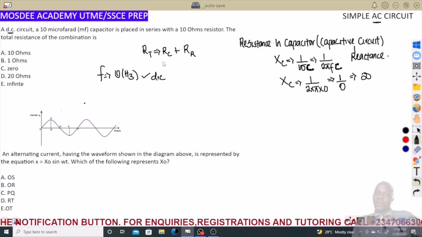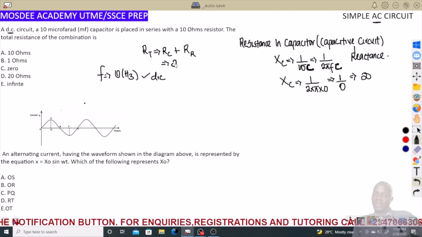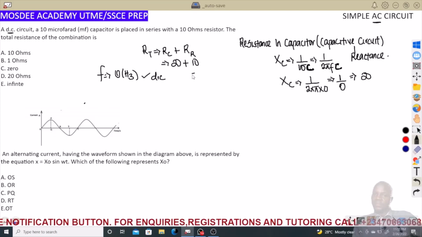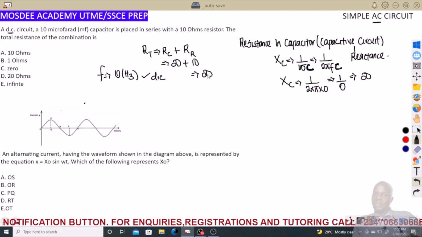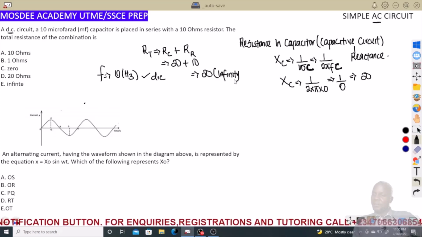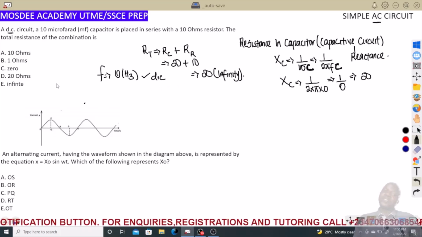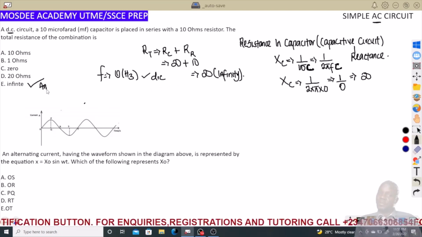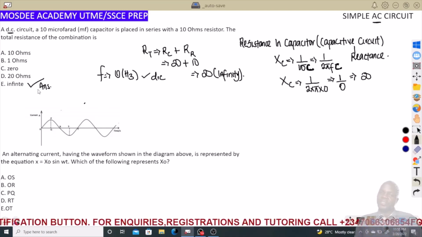Now the total will be the infinity of the capacitor plus the 10 ohms of the resistor. 10 plus infinity is still infinity. So it's a simple question, but it will not be simple if you don't know the concept. So the answer to this question is infinity. From my explanation, I hope students understand this.